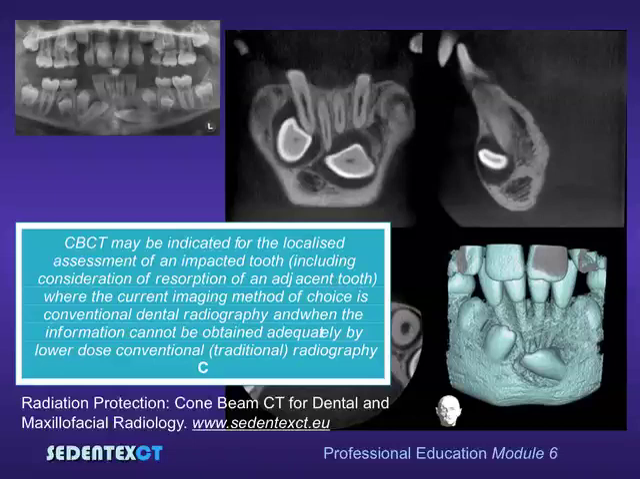impacted tooth, including consideration of resorption of an adjacent tooth, where the current imaging method of choice is conventional dental radiography, cone beam CT may be used when the information cannot be adequately obtained by lower dose conventional radiography. And this was given an evidence grade of C.